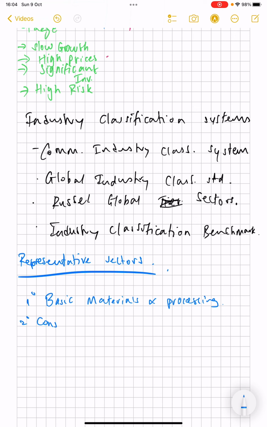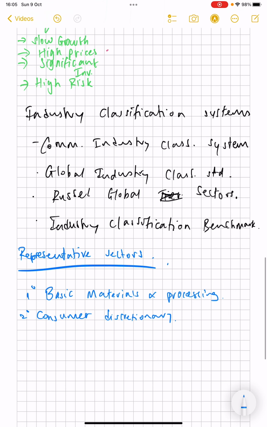The second is consumer discretionary. It derives a majority of revenue from the sale of consumer-related products and services, for which demand tends to exhibit a relatively high degree of economic sensitivity. In this category, we have automotive manufacturers, which are very common in this category.